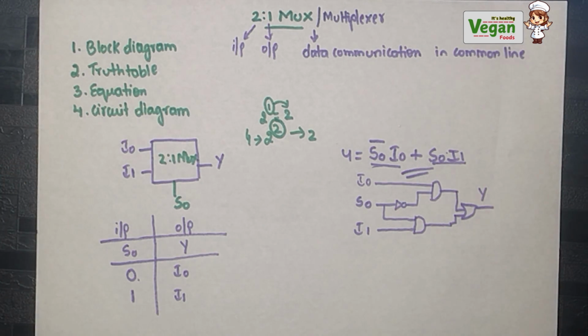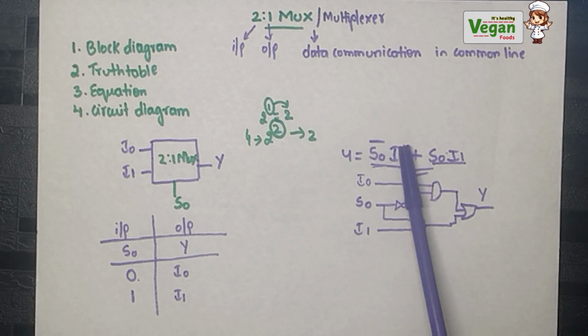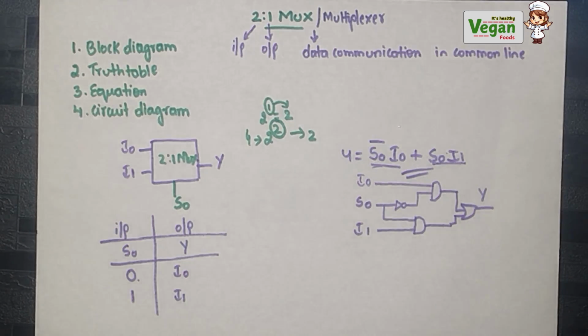So hope you understood the concept of the 2:1 multiplexer and learned to draw the block diagram, truth table, equation and the circuit diagram.